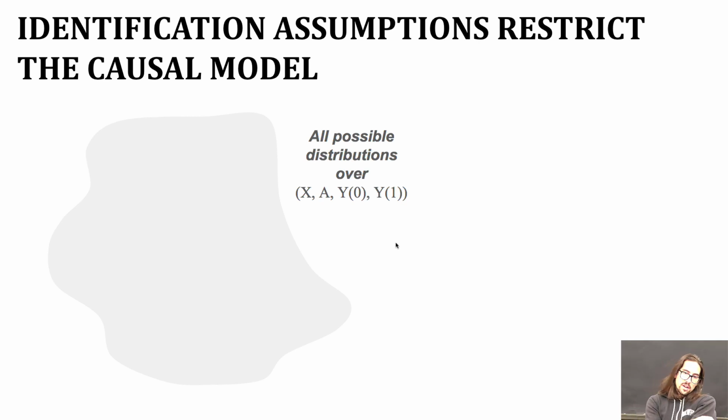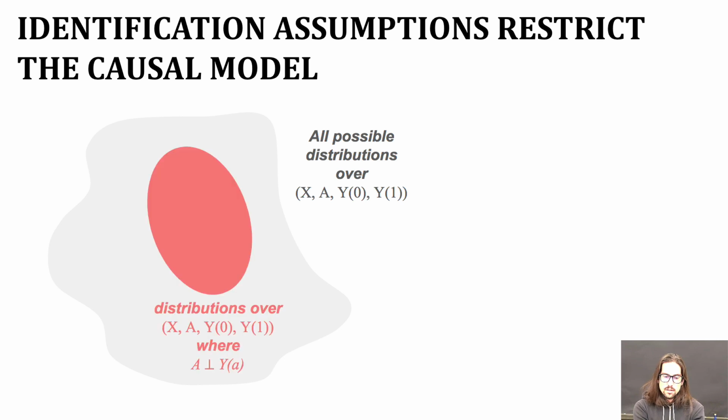So let's go back to identification. Identification is a set of assumptions of distributions. So if we think of all possible distributions over some set of covariates, exposure, and potential outcomes, what we did with our identification is restrict that. We're saying, I believe that in reality, we're in this restricted set where we have this additional condition: A is independent of Y little a.